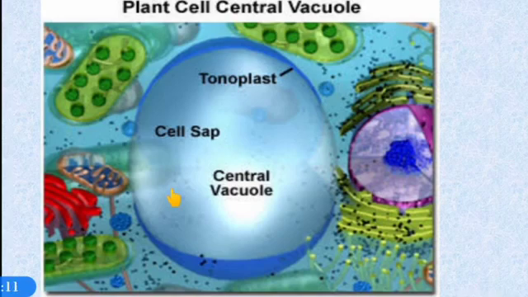This is the structure of the plant cell central vacuole, that means the vacuole present in the central position of the cell. It is a large structure, so it occupies 50 to 90% of the cell volume, and hence it pushes some cell organelles and the nucleus towards the cell membrane.